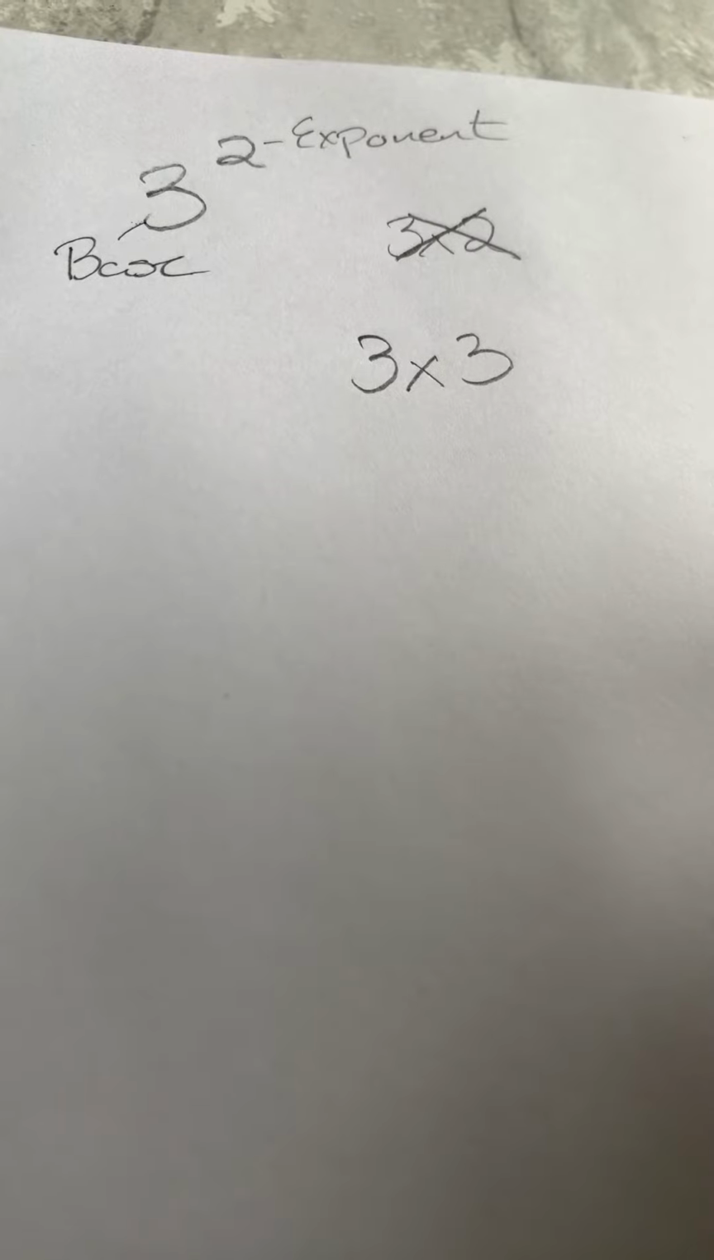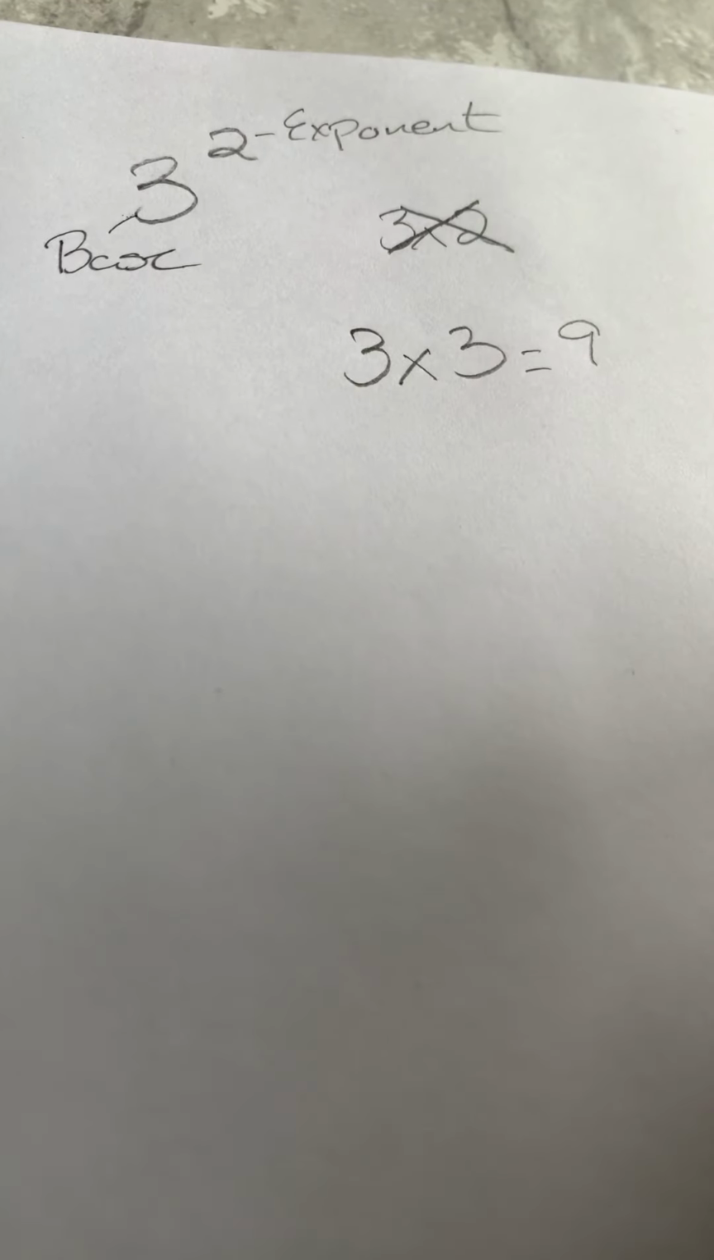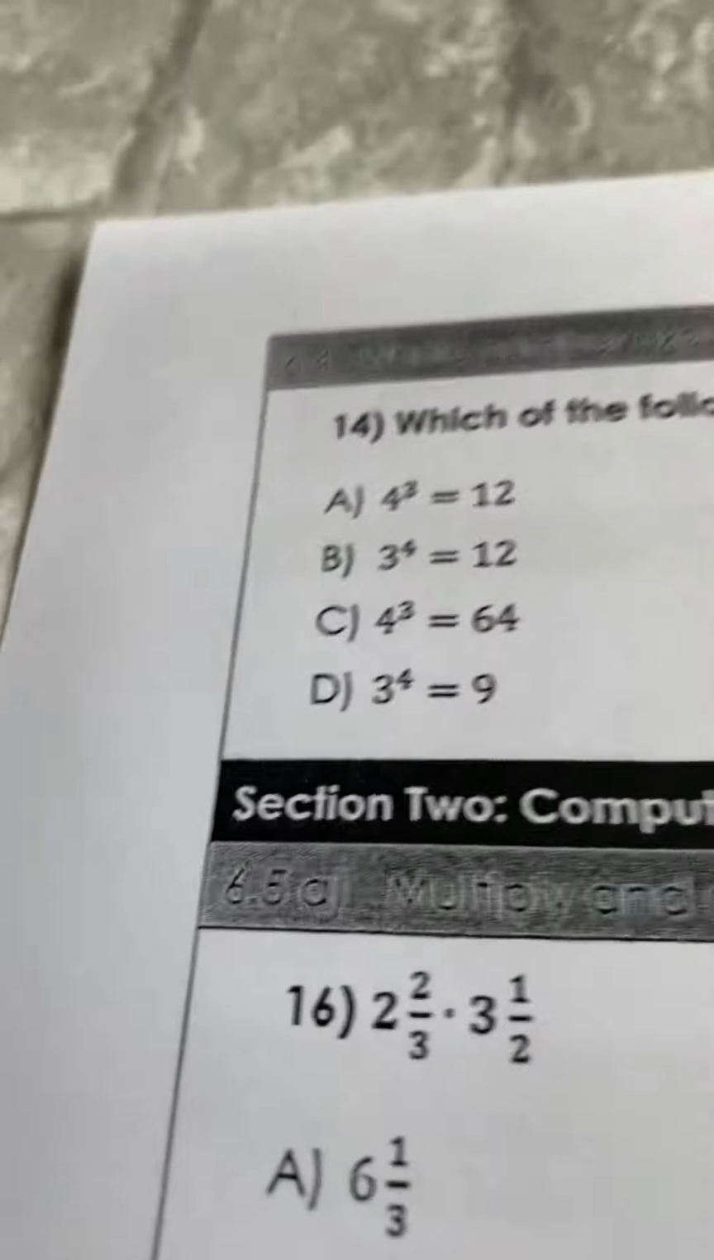Now, what this does not mean is 3 times 2. The base is the number I'm going to multiply. The exponent is the number of times I multiply it. The number I'm going to multiply, the number of times I'm going to multiply it. So 3 squared, or 3 to the second power, is 3 times 3, and that is equal to 9. All right, so let's see what we got.